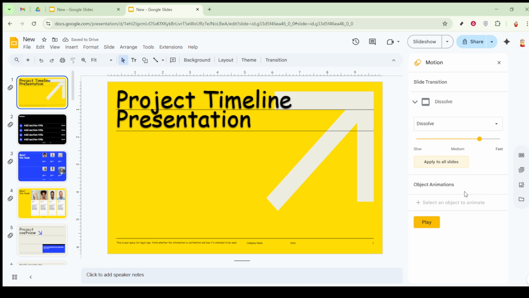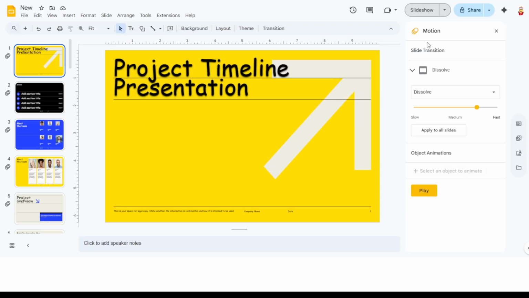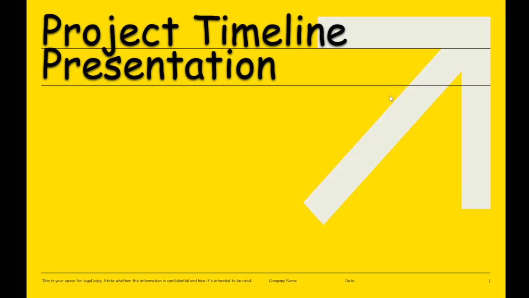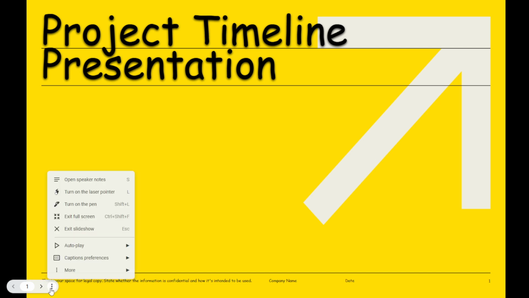With your transitions now set, it's time to enable the autoplay feature. To do this, enter slideshow mode by clicking the slideshow button located in the top right corner of the screen. Once in slideshow mode, look for the three-dot More menu and select Autoplay from the list of options. Here, you'll be able to choose the desired time interval for automatic slide advancement.